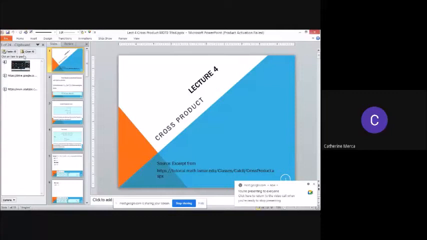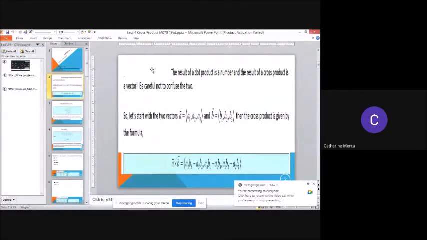Cross product. As a recap, ano ang dot product? Ang dot product, ang result is a scalar. For a cross product, the result is a vector.